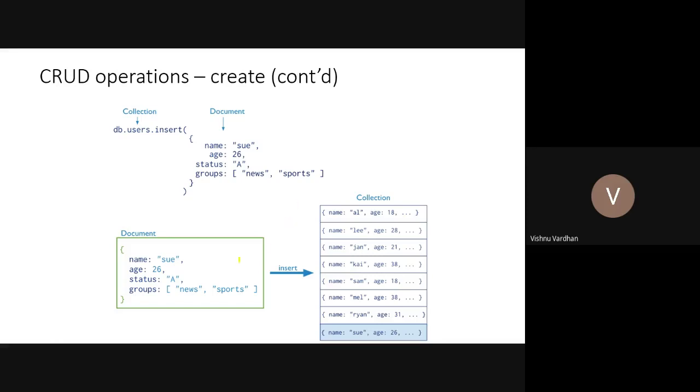So continuing that, we can see here one insert operation is being made. Name is equal to Sue, age is equal to 26, status is equal to A, groups is an array: news and sports. This particular document is nothing but a JSON document. For MongoDB it is a BSON document. This BSON document is going to be inserted, and all of these come under this particular collection.